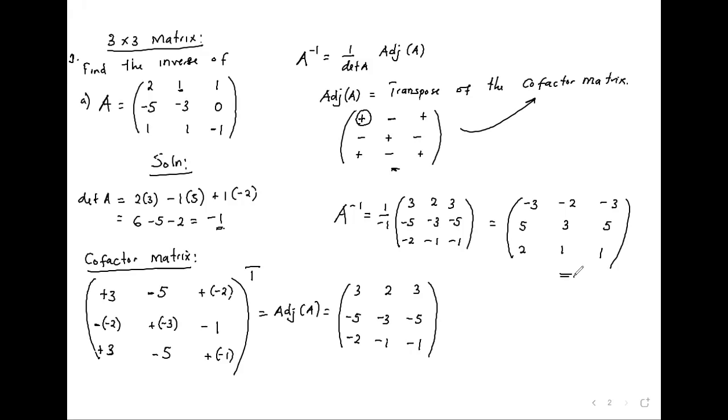So in short, you only pick the numbers where the lines are crossing when you want to find the determinant. When you want to find the inverse, you don't pick them. When finding the cofactor matrix, you don't pick them. You only pick them when finding the determinant. Okay. Thank you.